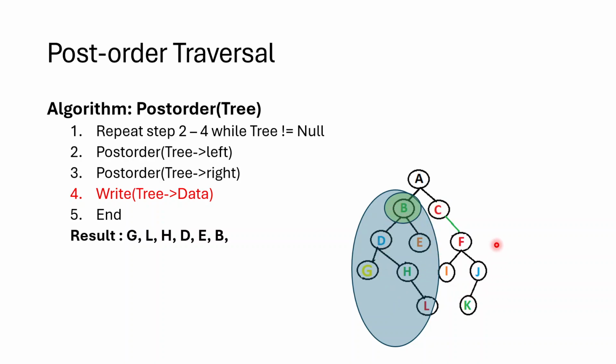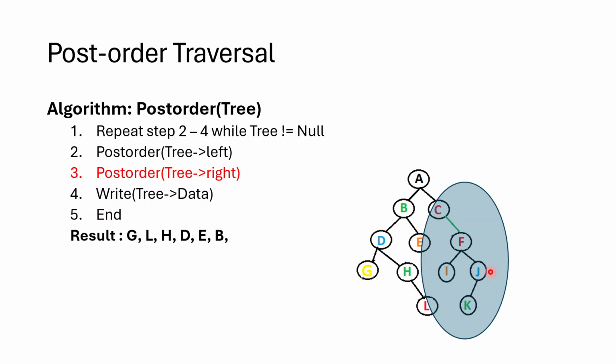Then I'll go for the right side of A. In the right side of A, does C have any left child? No. So it goes to the right side of C. In the right side of C, we have the subtree. Does F have a left child? Yes. Does I have the left child? No. Does I have the right child? No. So I is the root node, and I comes in the output. So the left child of F is completed. It goes to the right side of F.